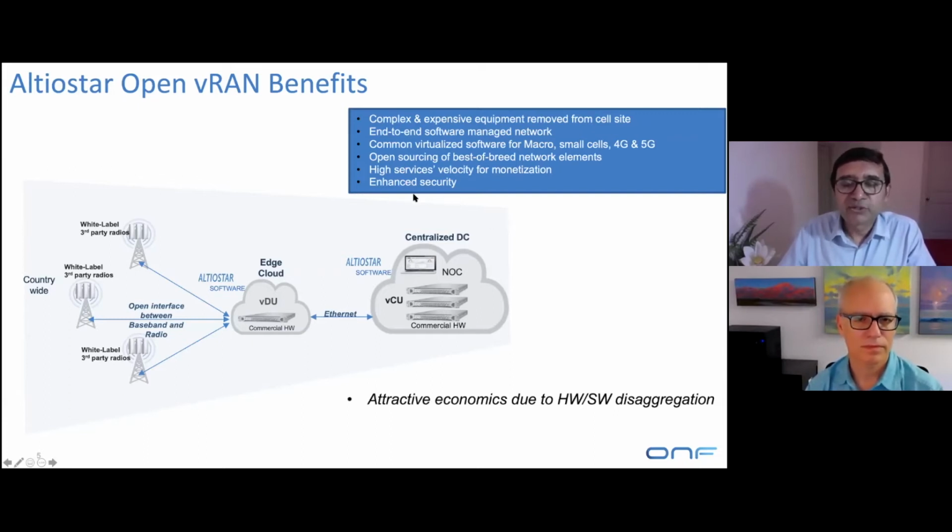And eventually it results in high service velocity because software is now disaggregated from the hardware. Any new features that are required are developed in the software without any dependency on the underlying hardware. If a feature requires more compute cycles, fine, you have to increase the number of computes, but that doesn't prevent you from developing the new feature, versus the traditional model where in many cases you have to do a forklift of the entire baseband unit.